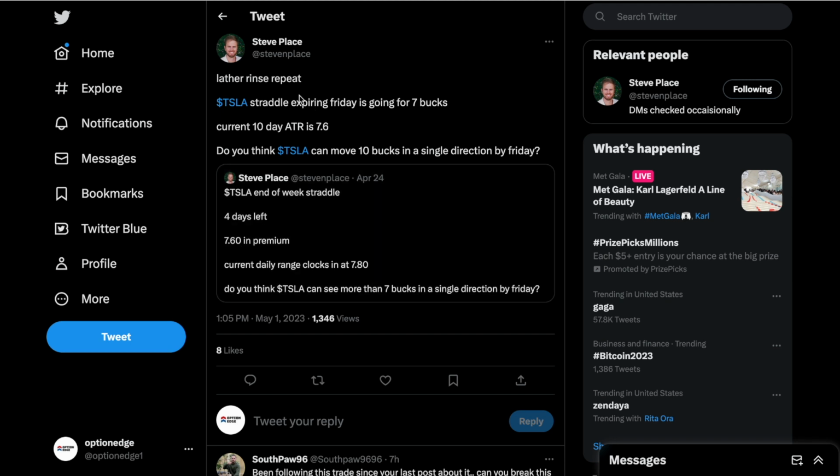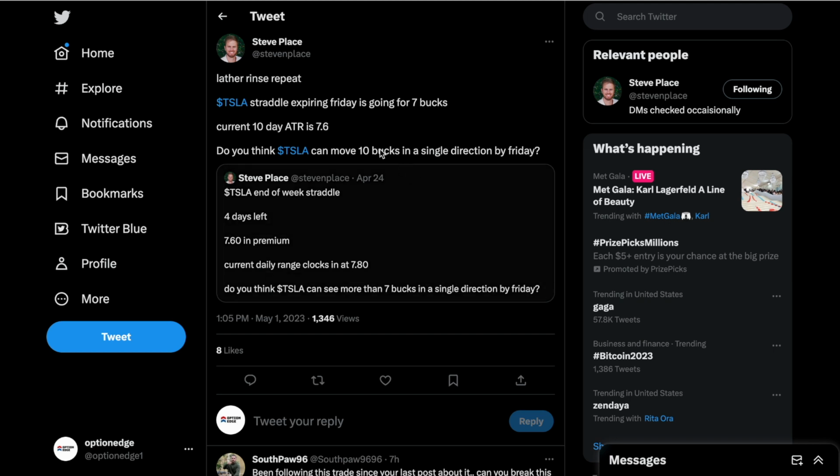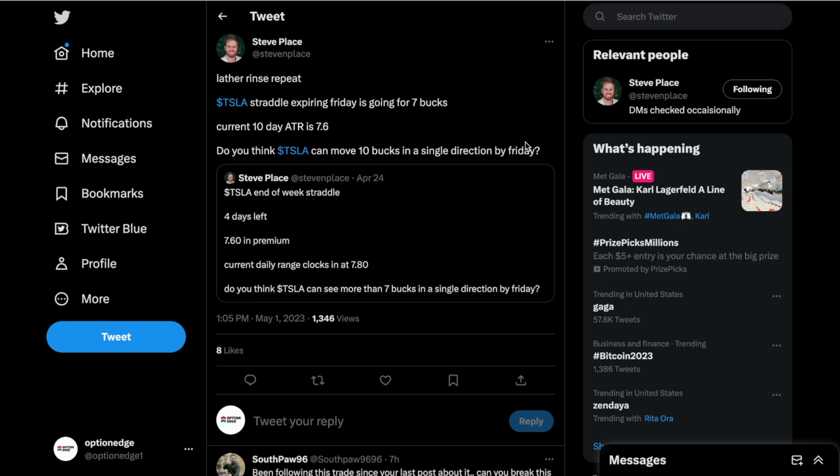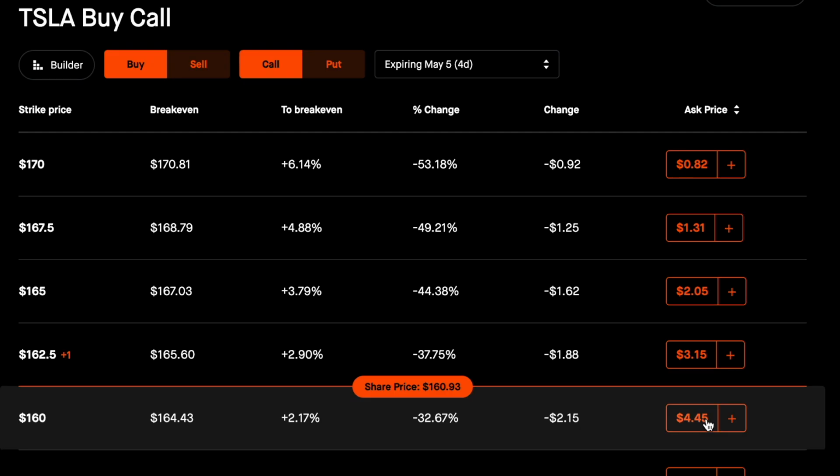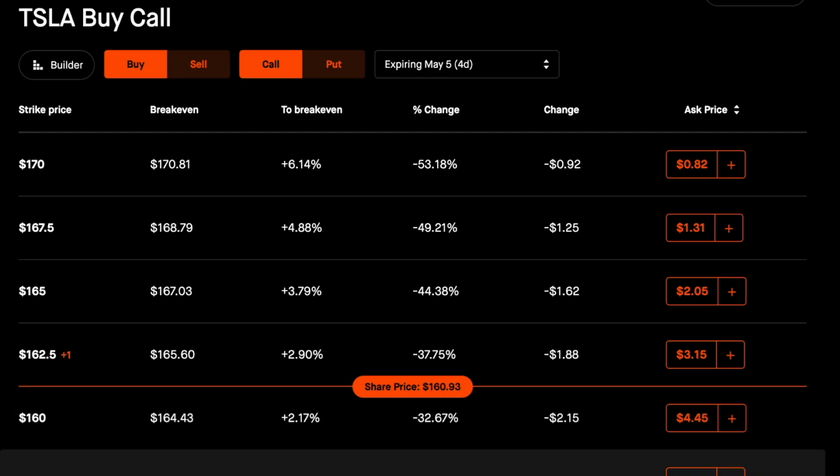So he tweeted today, rinse and repeat. The Tesla straddle expiring only 4 days from today, on Friday, is going for $7 flat. The current 10-day average true range is $7.06. Do you think Tesla can move 10 bucks in a single direction by Friday? Here's Tesla's price. You can see that the average true range is 7.5. Let's hop over to the Robinhood platform and see how to set up this trade.